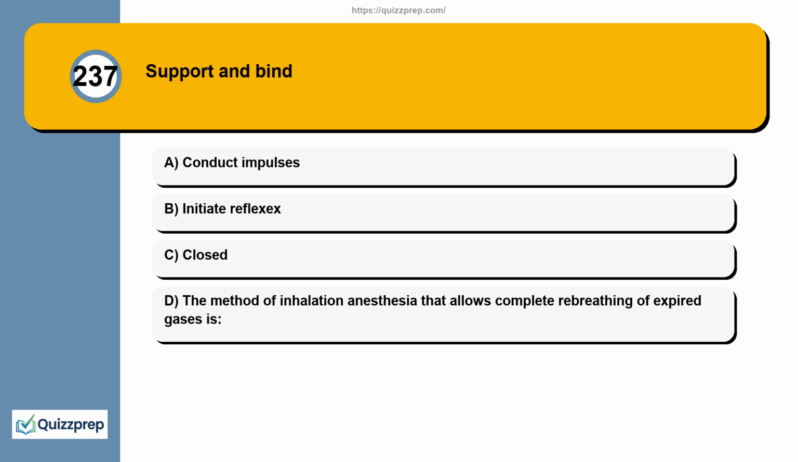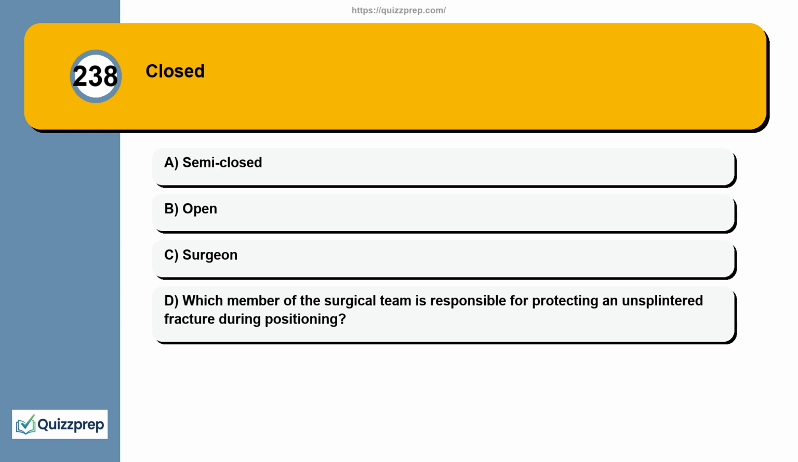Question 237, support and bind. Option A, conduct impulses. Option B, initiate reflexes. Option C, closed. Option D, the method of inhalation anesthesia that allows complete rebreathing of expired gases is. The correct answer is option Nan. Question 238, closed. Option A, semi-closed. Option B, open. Option C, surgeon. Option D, which member of the surgical team is responsible for protecting an unsplintered fracture during positioning? The correct answer is option Nan.